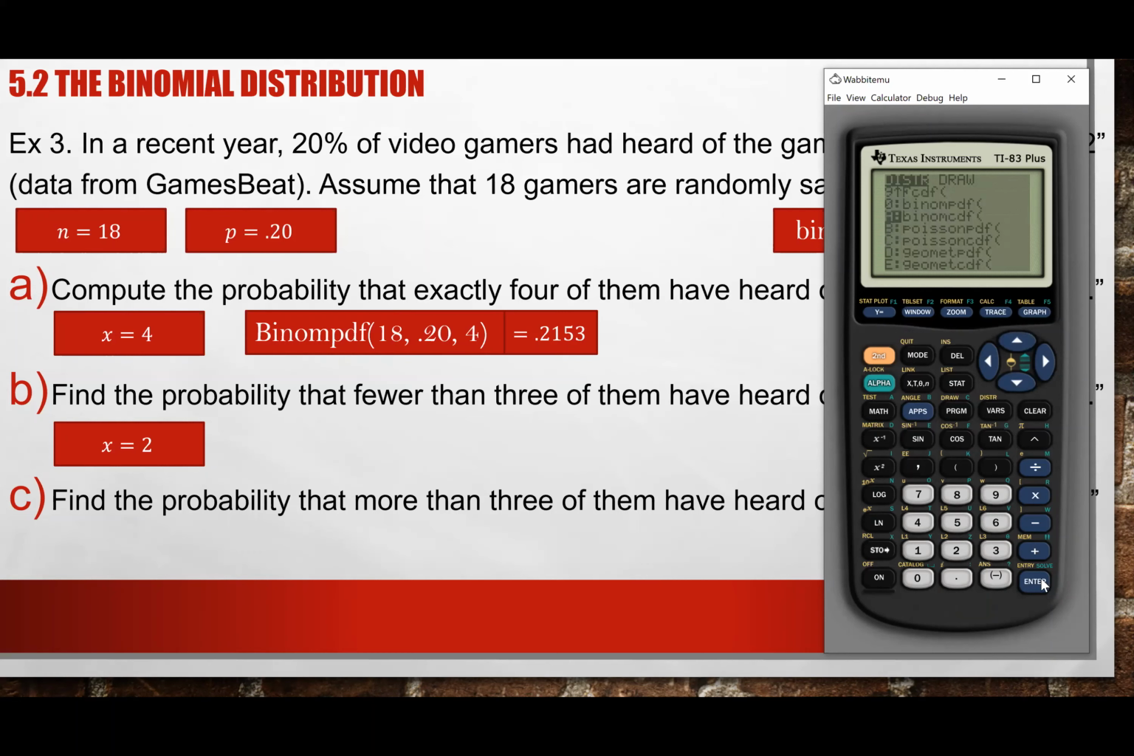And once you hit binomial CDF, we have to type in the total, which is 18, comma, the probability is 0.20, comma 2. Once you type this in, you press enter, and the calculator will calculate for you, which in terms of this problem gives you 0.2713.